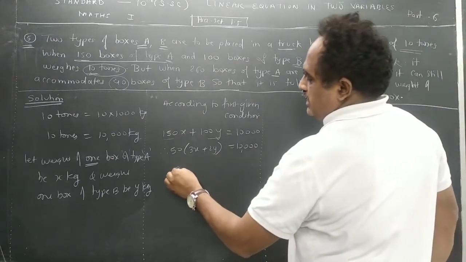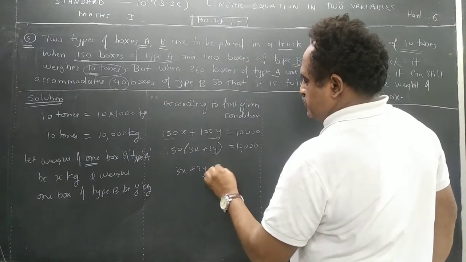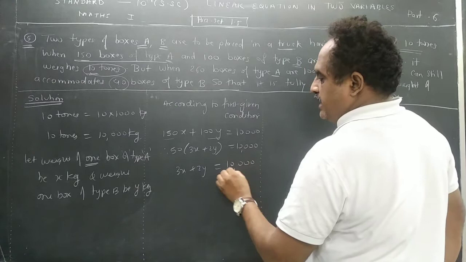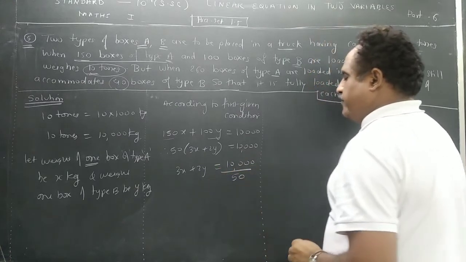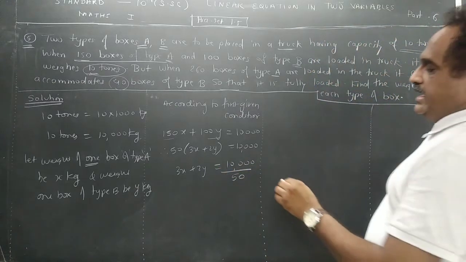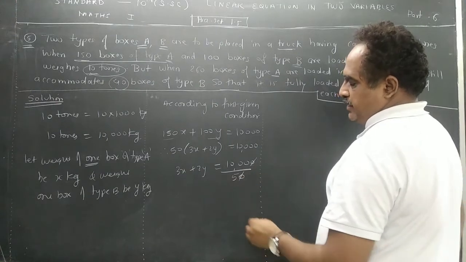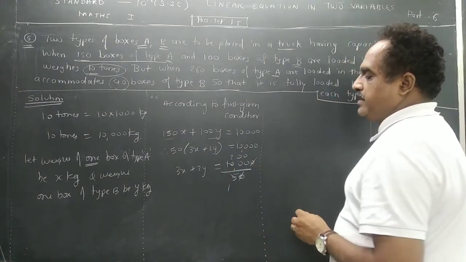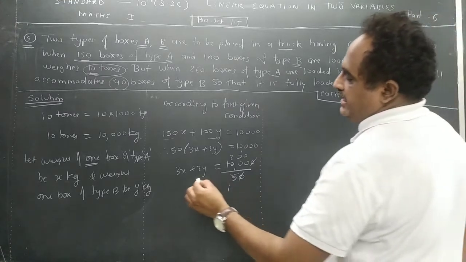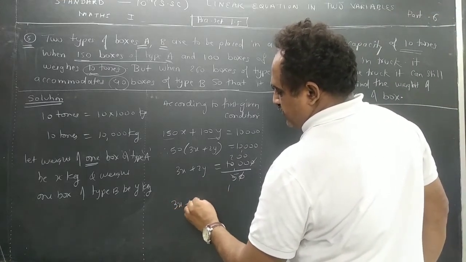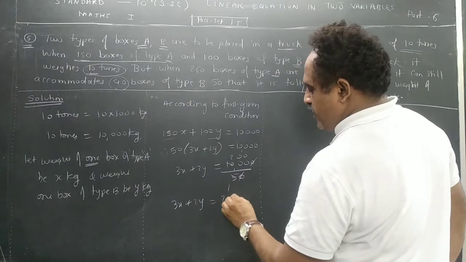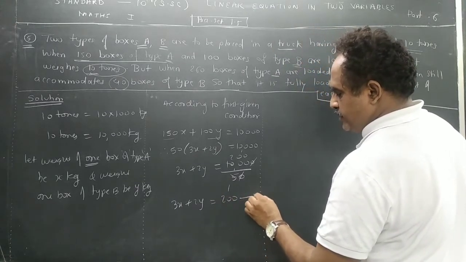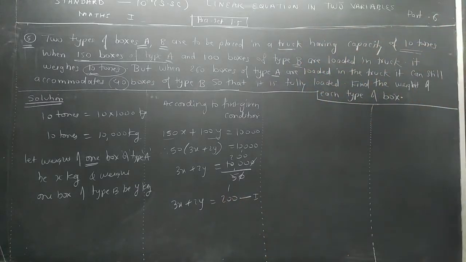So 3x plus 2y is equal to 10,000 upon 50. So I can cancel 0, 0. 5 ones are 5, 5 twos are 10. So we are getting 3x plus 2y is equal to 200, equation 1. Have you understood this? Now see the condition 2.